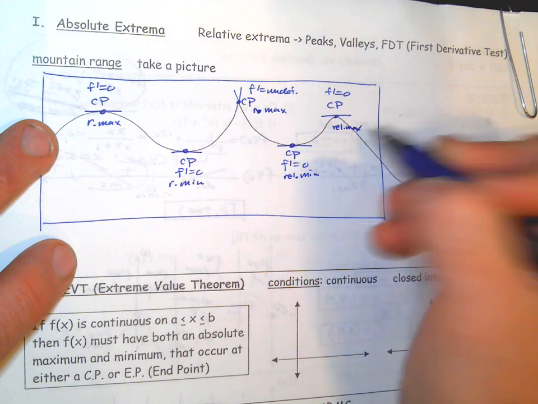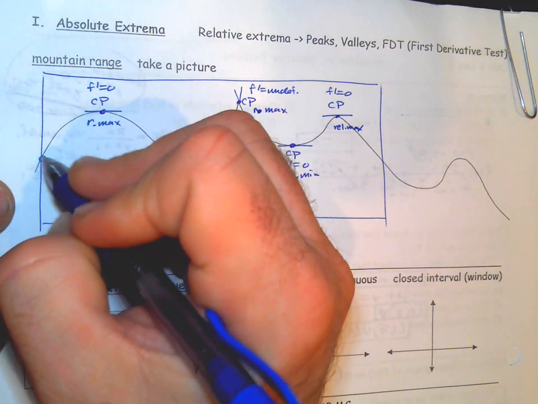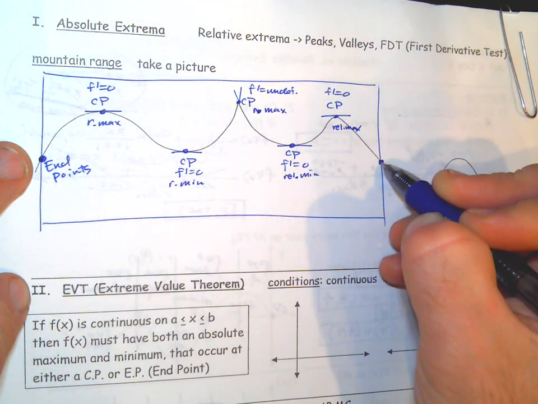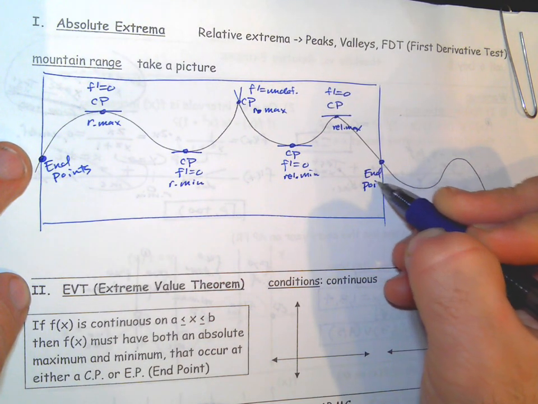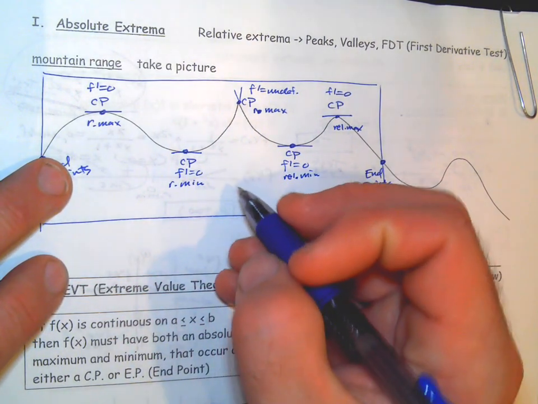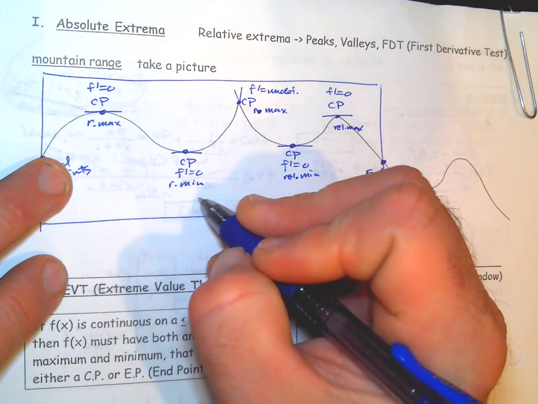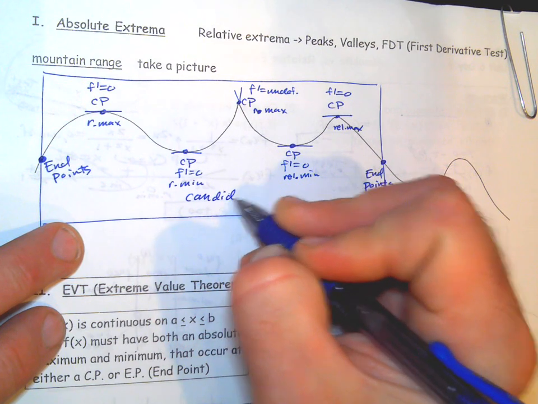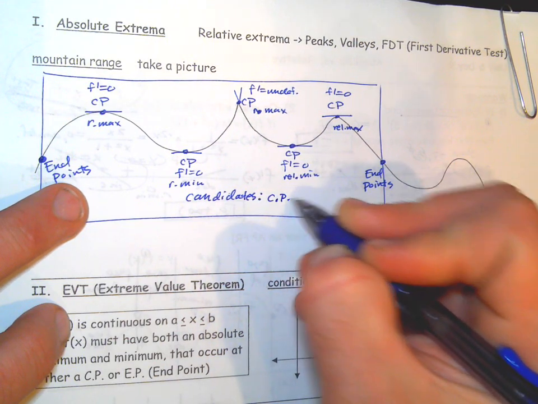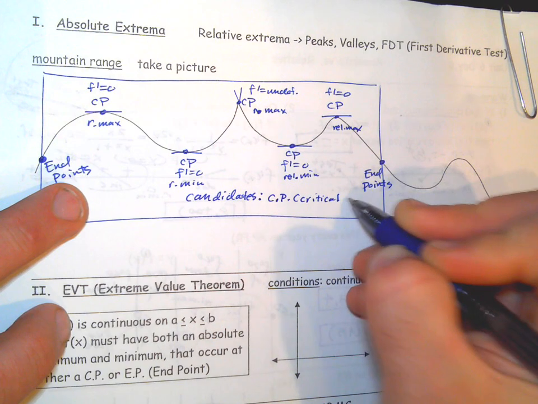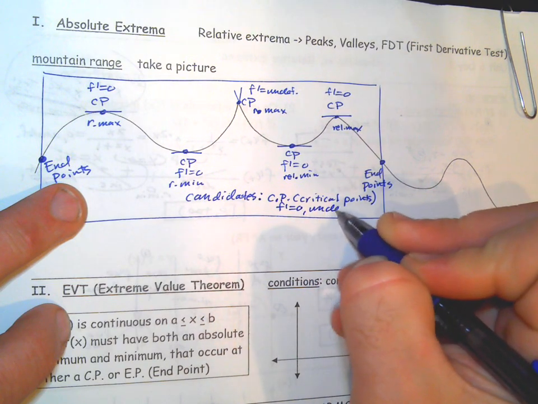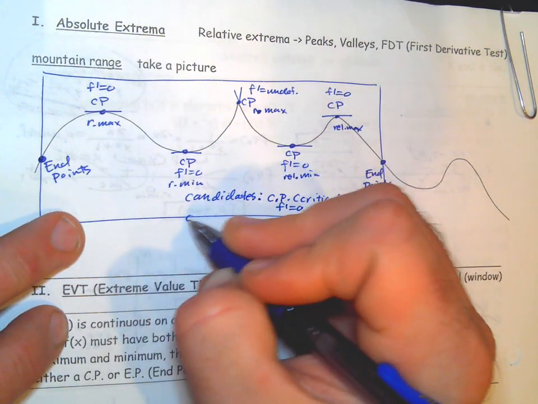So the highest point might be one of those, the lowest point might be one of those, but it might also be the edges, the endpoints. We have to keep those in mind. They might be the highest and lowest point. The endpoints of the picture. You have to have edges, which would have endpoints. So what we say is that these are the candidates for the extreme value. The candidates might be CPs, critical points, a peak or valley, and we find those when f prime equals 0 or is undefined. Or it might be the endpoints.